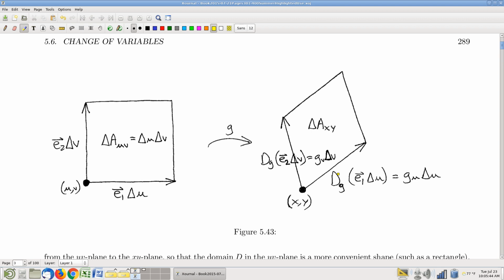Okay, so I need to determine these edge vectors. This vector is an image of this vector. That vector is easy to write down. That's E1 delta U.